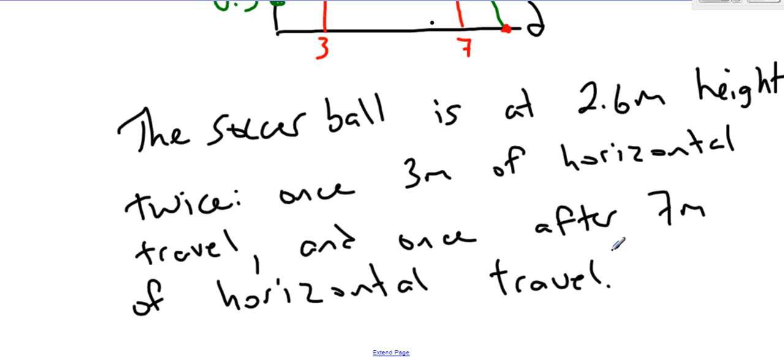I just didn't want to take up too much time. But you do know that in a word problem, you respond with words. So the soccer ball is at 2.6 meters height twice, once 3 meters of horizontal travel, and once after 7 meters of horizontal travel. Okay, so I think that's enough video.